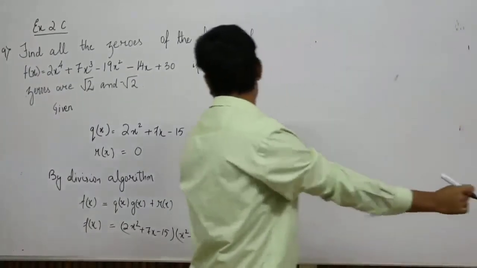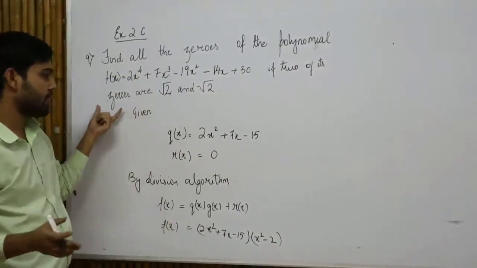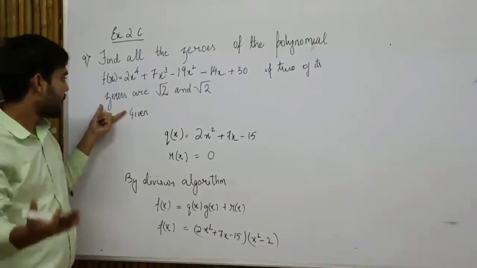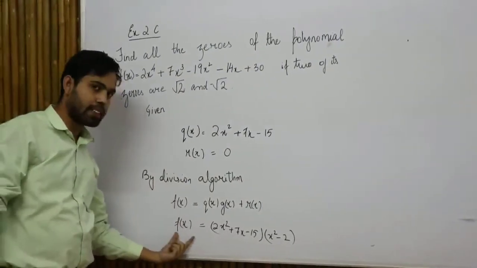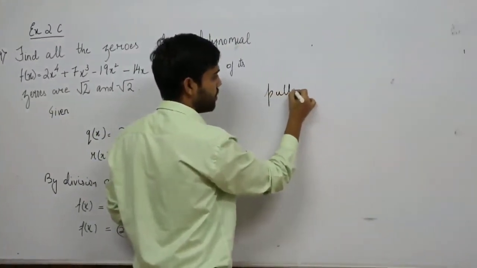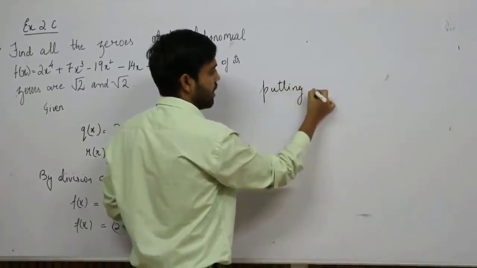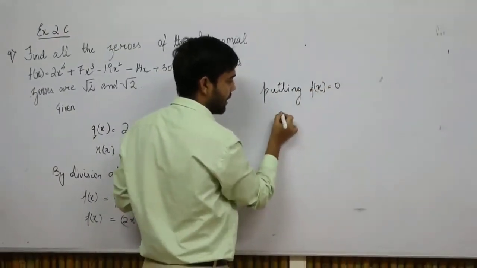So again I am telling you, the question is asking me to find all the zeros. They have given me 2 zeros. They are asking me to find the other zeros. So how can I get the other zeros? When I put f of x is equal to 0, what will I get?